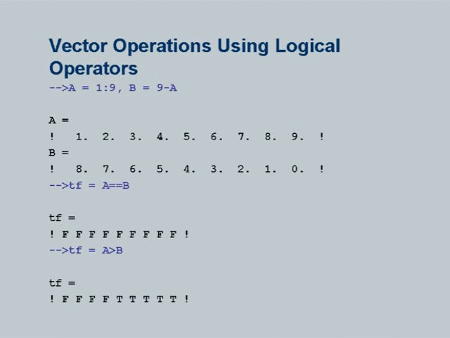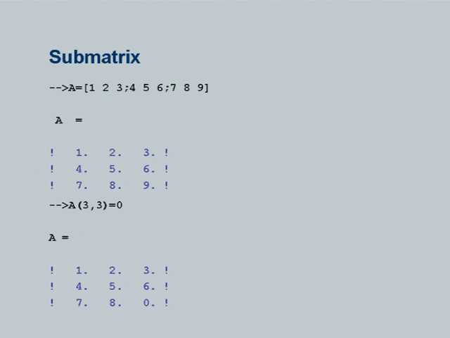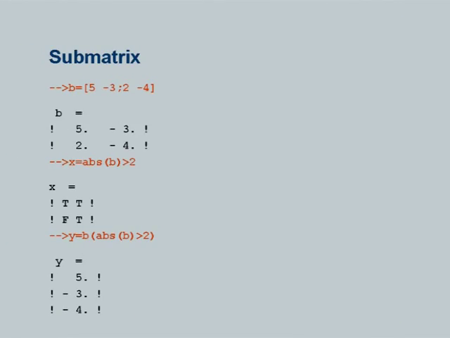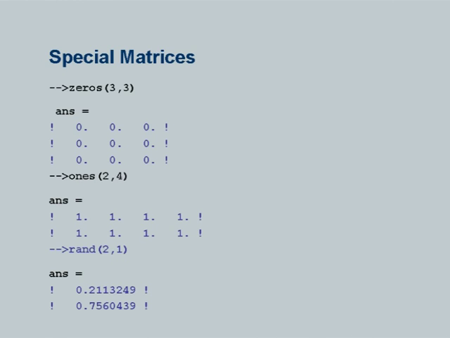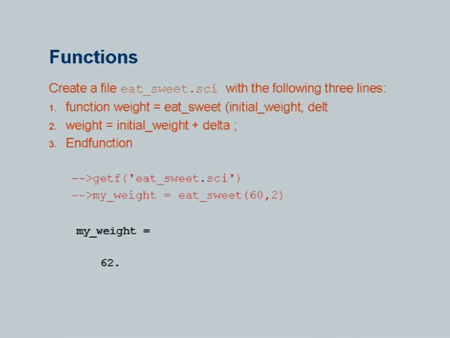So what is the big deal? I have one slide to explain that. You can do transpose, extract submatrix, you can order them in many different ways, you can do comparison, create a matrix of zeros, ones, random numbers. Of course, you can define functions. So create a function, write that, and you say end function. These are arguments, and then you invoke this function by calling it with initial weight and delta, and this actually adds these and returns it as my weight. It is 62. So you can write actually complicated programs using functions and so on.